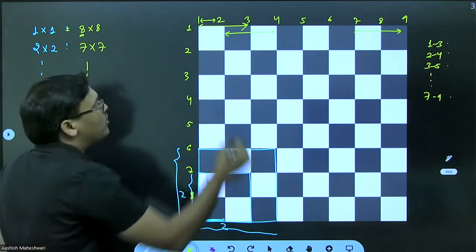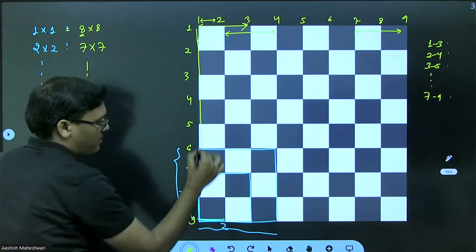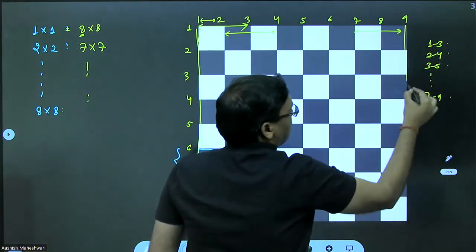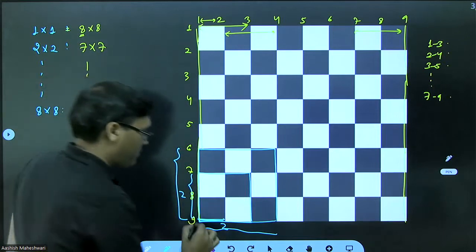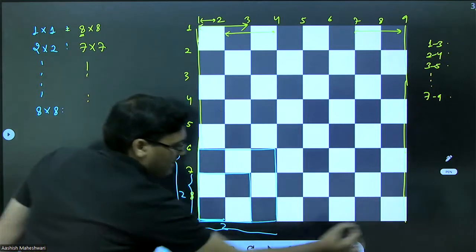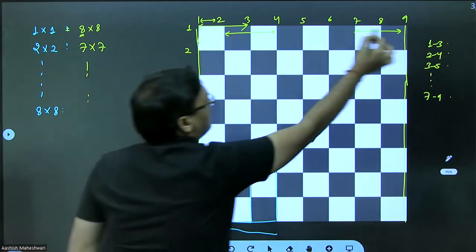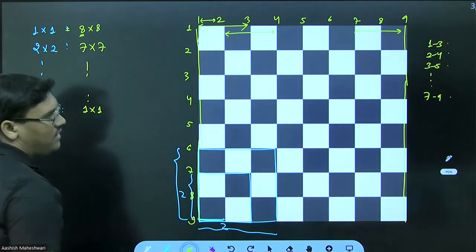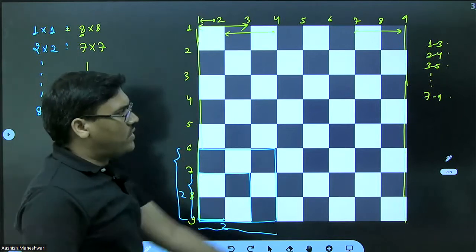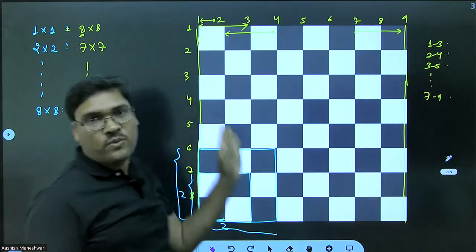So the only possible combination will be what? This is line number 1, and I'll select line number 9. So that is only one combination, 1, 9. Similarly, for this horizontal, we have line number 9 and line number 1. So how many ways? Only 1 cross 1. And this we know, only 1 square of side length 8 unit. That is the largest square we have.